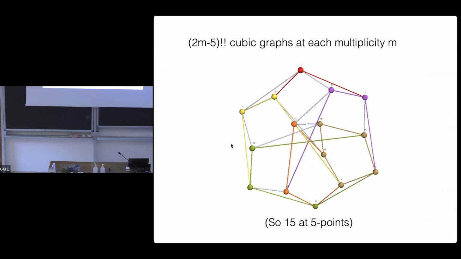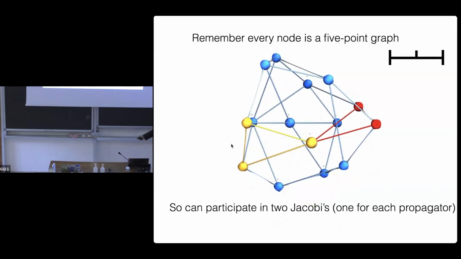There are (2m-5) double factorial cubic graphs at every multiplicity. Here's an example at 5 points. At 5 points, you've got 15 graphs. Drawing it in this sort of 3D representation just makes it very obvious that these are 5-point graphs, and that there are 2 Jacobis that any graph can be participating in, one for each propagator.